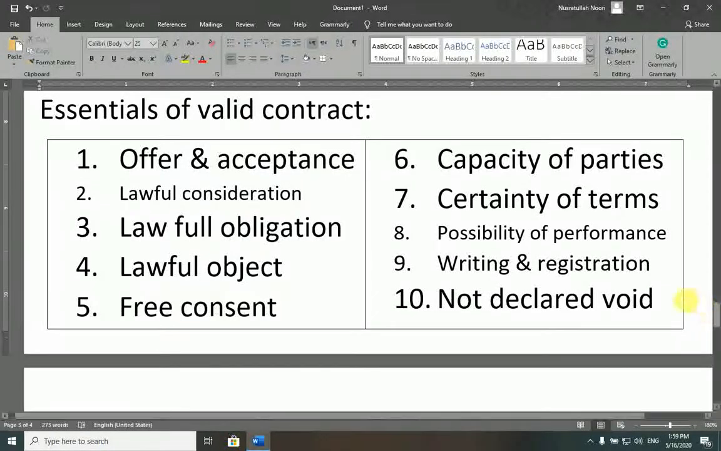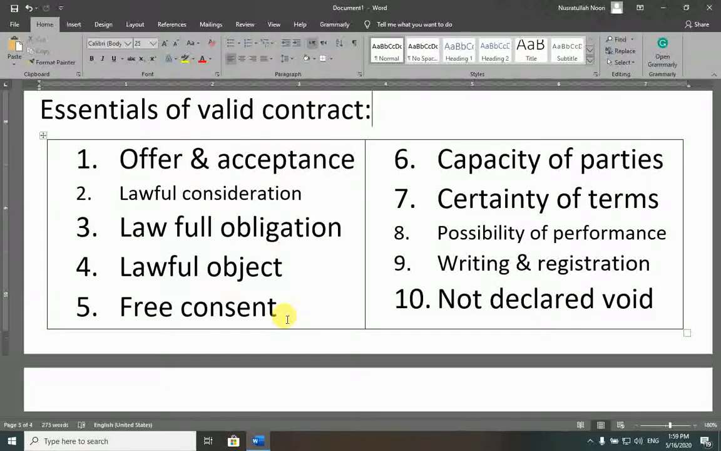So number 5 is free consent. Free consent means razayat khud ikhtiyarana. And we discussed that the consent, the razayat, should not be obtained with force, with undue influence, with misrepresentation, with mistake, with lies, right? So if consent is obtained by these 4, that consent is not free. When consent is not free, there is no contract.